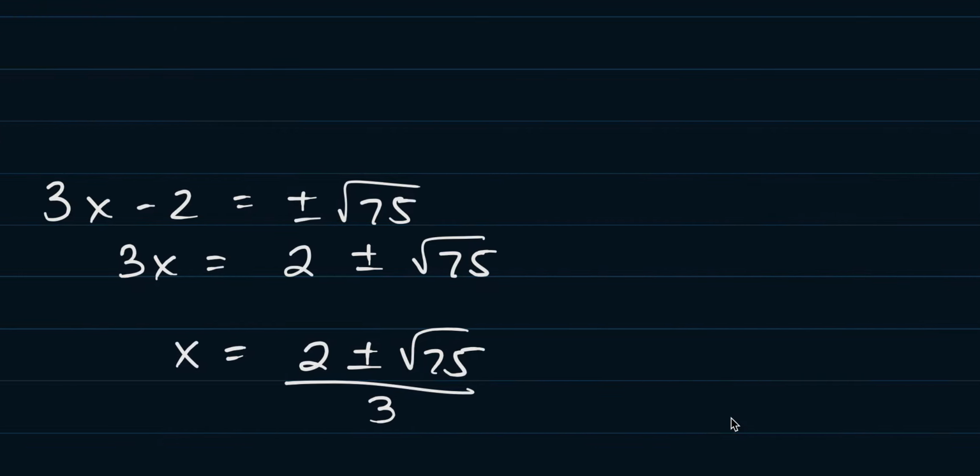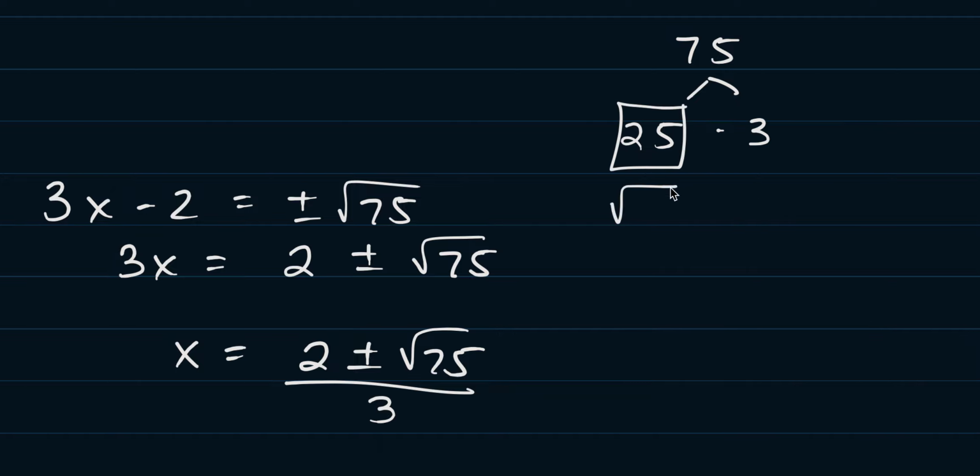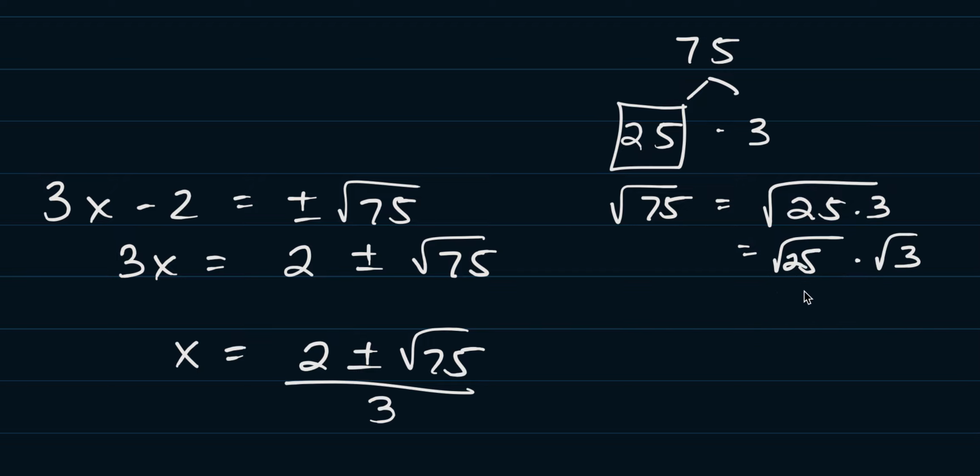Now let's simplify this, okay? So I have to think. 75, that's like 3 times 25. So 25 times 3. This is a perfect square. So square root 75 is the square root of 25 times 3, which is the square root of 25 times the square root of 3, which is 5 root 3. So instead of this 75 here, I'm going to erase it, and I'm going to put 5 root 3.